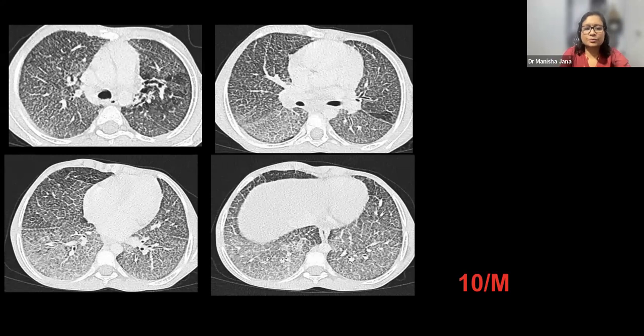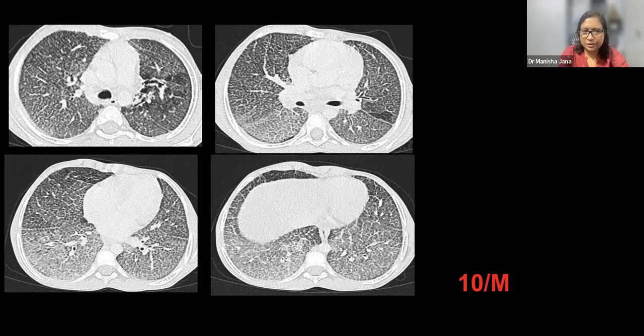So let's look at this 10-year-old boy, and what we are seeing here, the pattern is ground glass opacity because vessels can be seen, but there is septal thickening as well. We can see typical crazy paving appearance. Is there any zonal predominance, any lobar predominance? No. So both the lungs from top to bottom are affected. There is crazy paving appearance, and the differentials will be many.